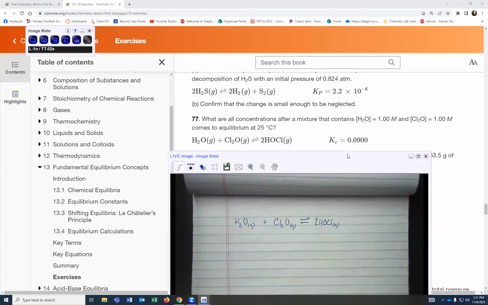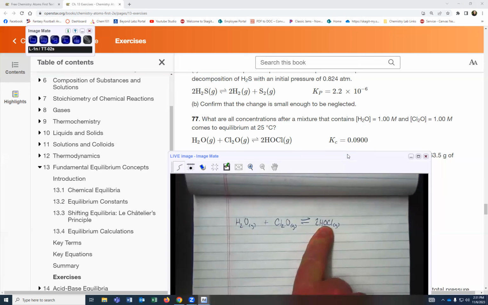By the way, this chemical reaction is producing gaseous bleach. HOCl is, well, that is hypochlorous acid. So hypochlorous acid is kind of like what bleach looks like if you acidify it. Bleach that you get at the store is sodium hypochlorite, NaOCl.